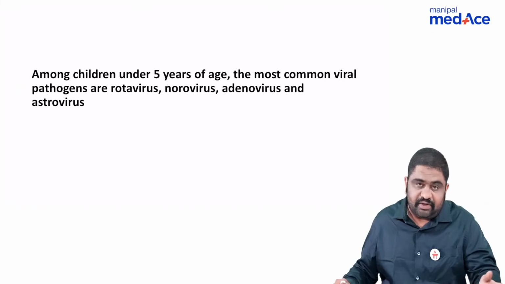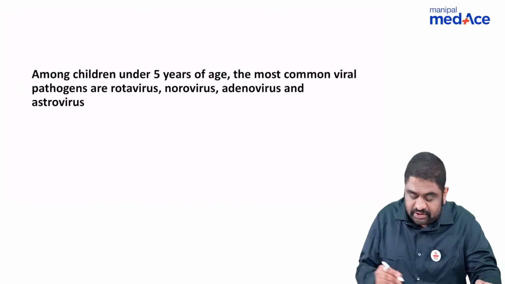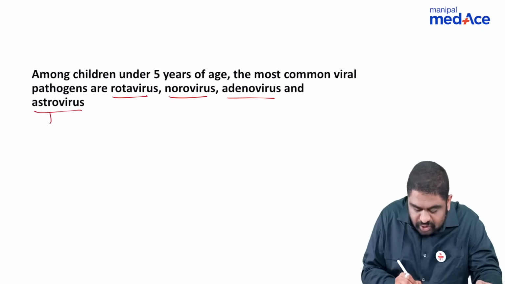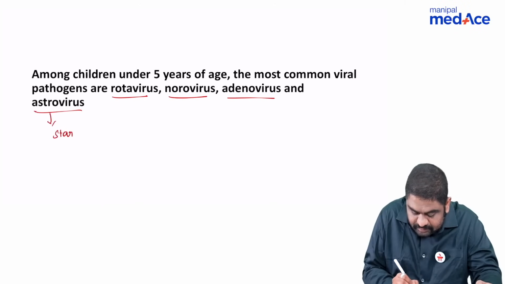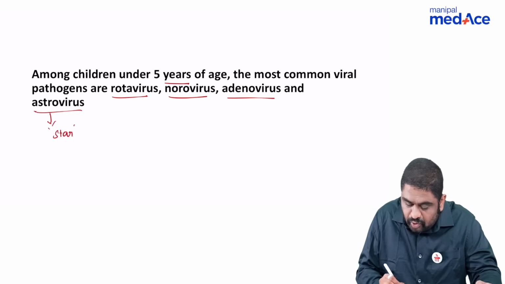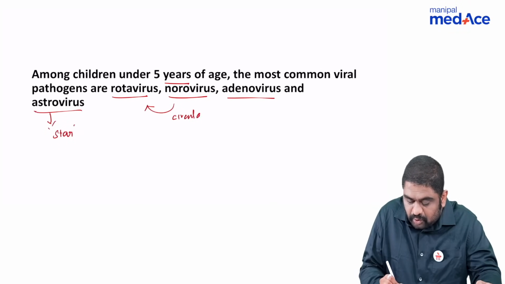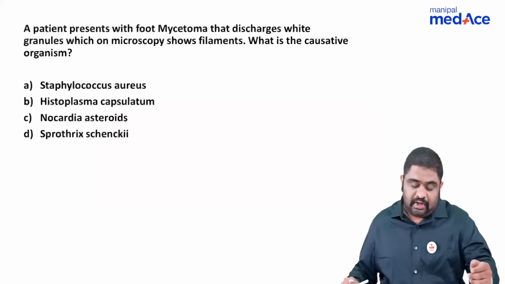Among children under 5 years of age, the most common viral pathogens are rotavirus, norovirus, adenovirus, and astrovirus. Astrovirus is star-shaped. Astro. And when it comes to norovirus, it is almost like rotavirus, which is also circular, almost like a wheel shape. Let's look at the next question.